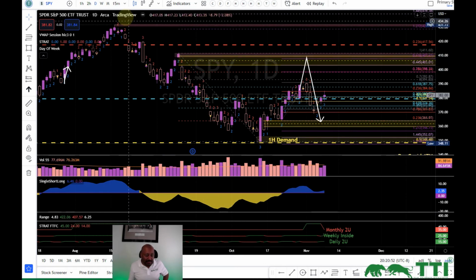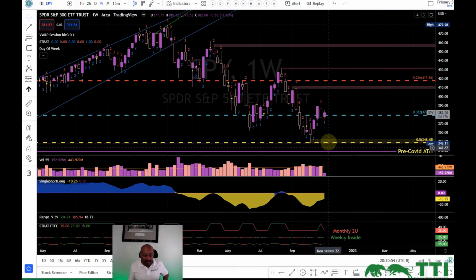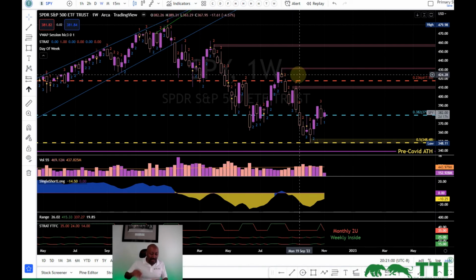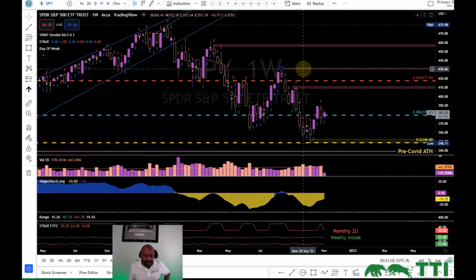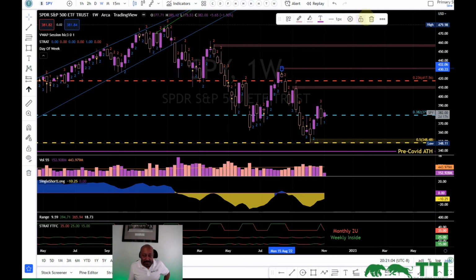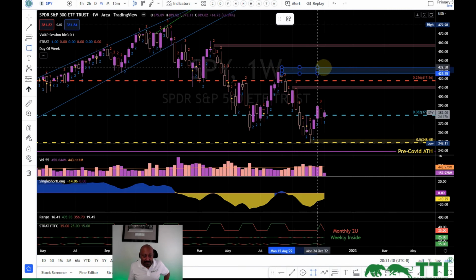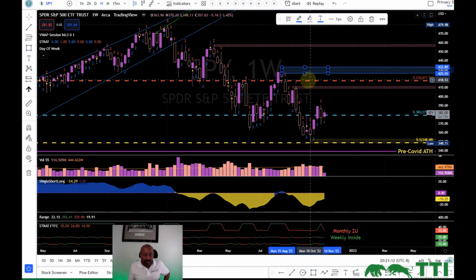So I have it already. It's here and here. On the daily, it's narrower because I'm looking at the daily charts. But this is going to be a very significant area. This is going to be very significant.